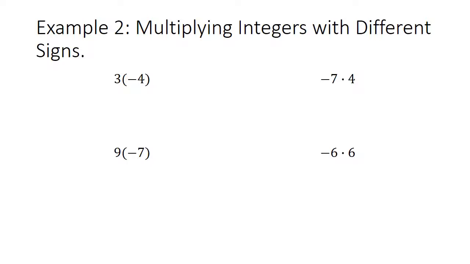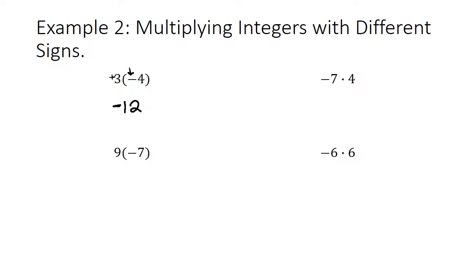So again, we're going to treat it like normal multiplication and then go back and figure out what sign each of those is going to have. So we can see 4 times by 3 or 3 times by 4 is going to be 12. Now this is a positive times by a negative. They have different signs, which means that this is going to be a negative 12.